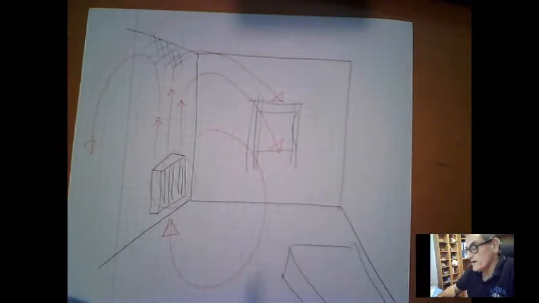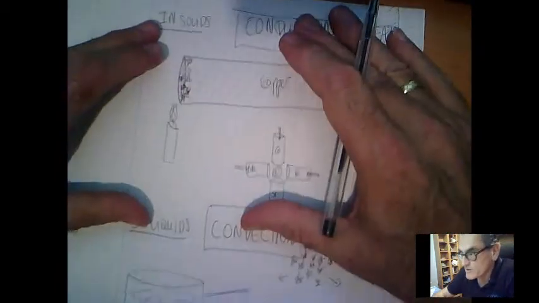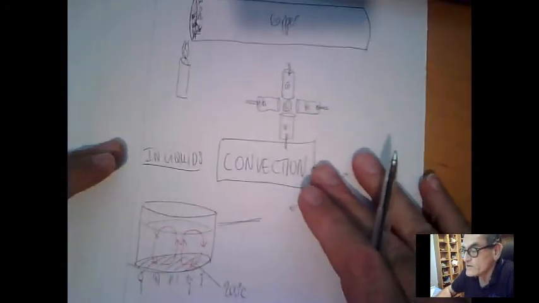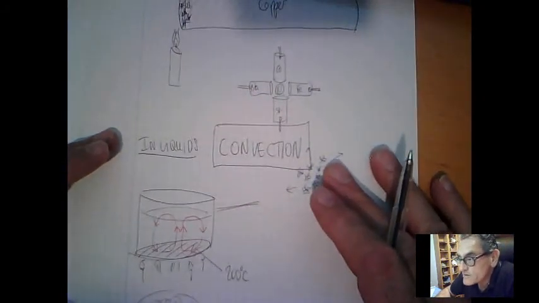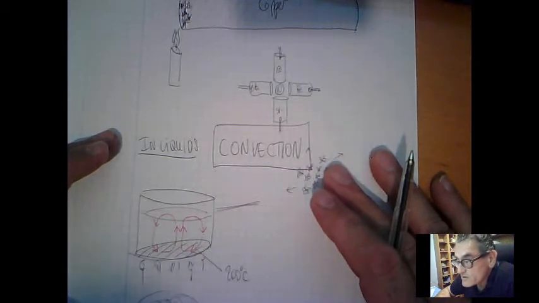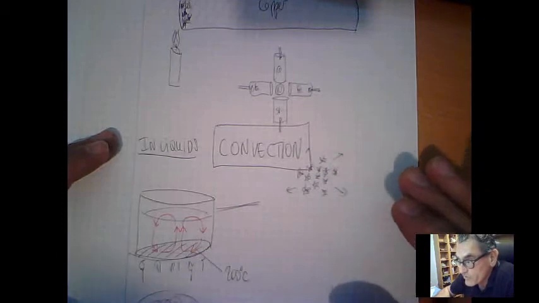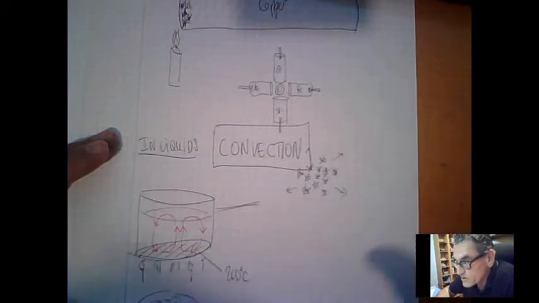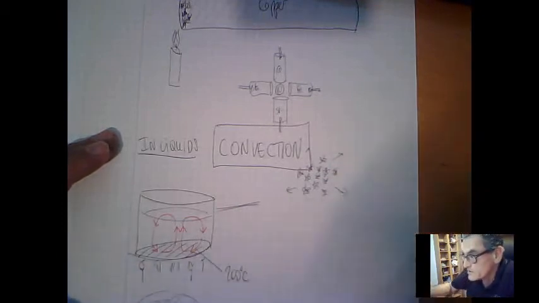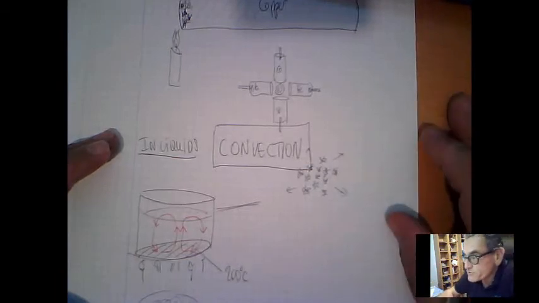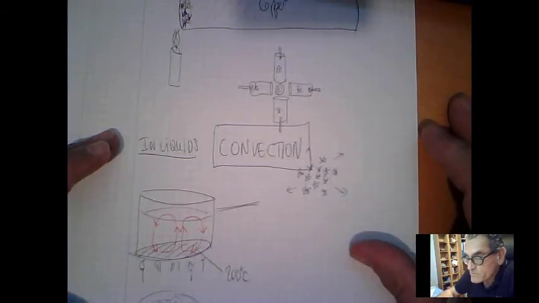Okay, so I discussed two mechanisms: one in solids, conduction, and one in liquids, convection. But now you know very well that the sun, for instance, is sending us heat. The sun is warming Earth. Without the sun, we couldn't live. Without the sun, the Earth would be at minus 260 something degrees.